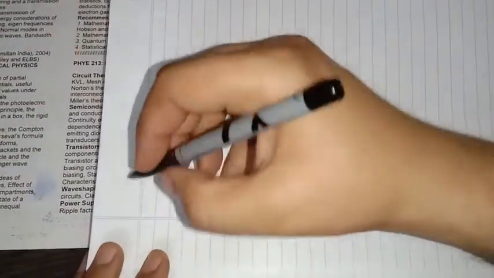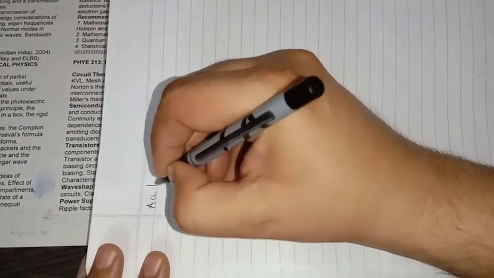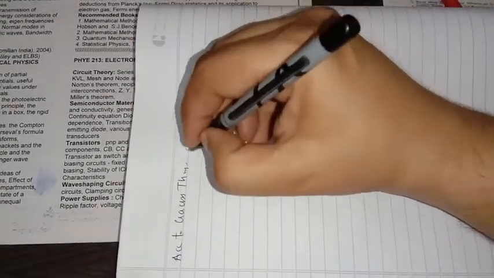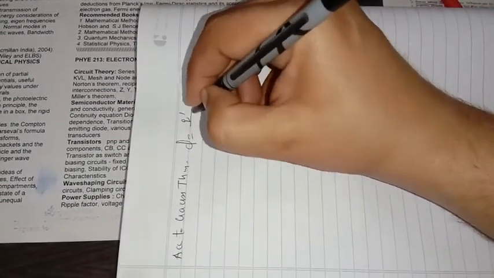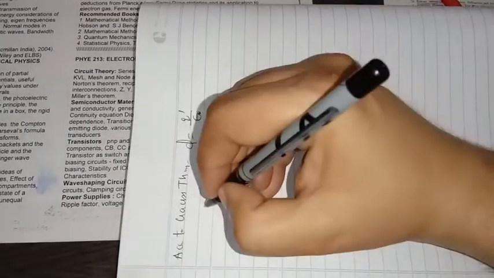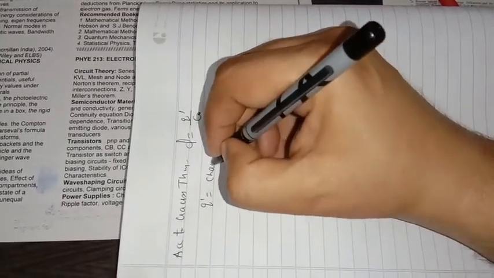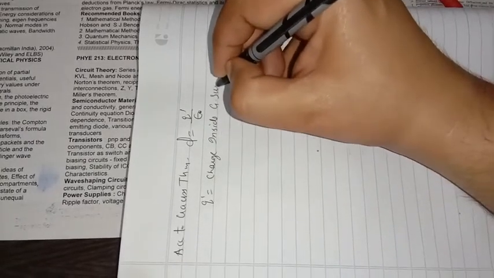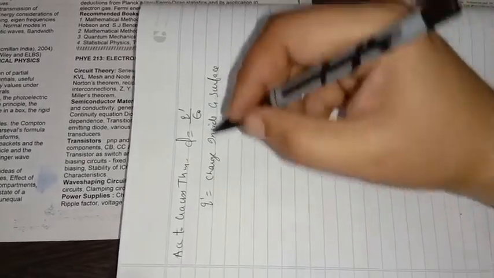Now, according to Gauss theorem, phi should be equal to q dash over epsilon naught. Why? Because q dash is the charge inside the Gaussian surface.